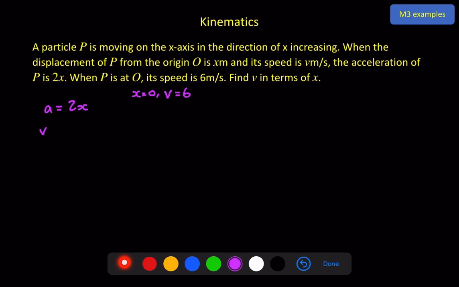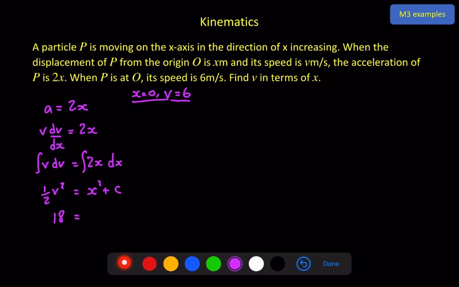So here we're using v dv by dx for a, and that is equal to 2x. Separate the variables and integrate. So on the left we've got what we expect each time we do this, and on the right whatever the integral is, in this case x squared. Now we've got our boundary conditions, we put that in. Half of 36 is 18, 0 plus c, so c is 18. So half v squared is equal to x squared plus 18.